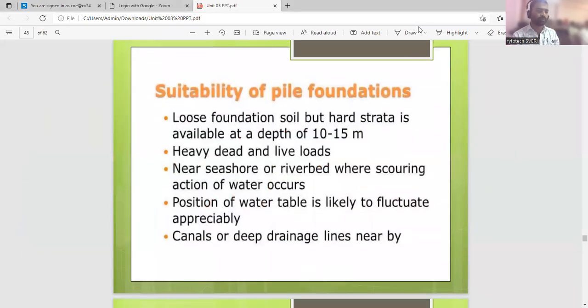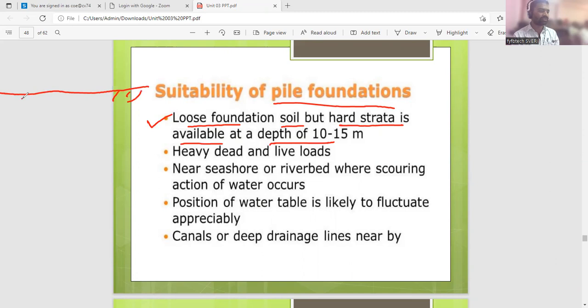And where are pile foundations provided? Suitability for pile foundation: when the foundation soil is loose but a hard stratum is available at a deeper depth. Consider this is the ground level. The soil is weak up to some depth, and after this there is hard soil. If you provide the foundation only in the weak soil, settlement occurs. So you have to provide a pile foundation till the soil gets hard.